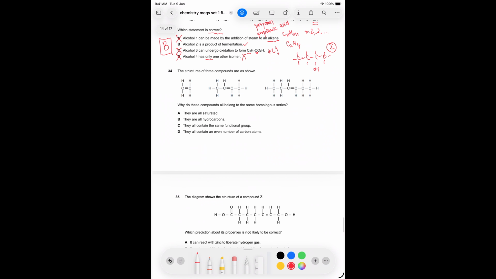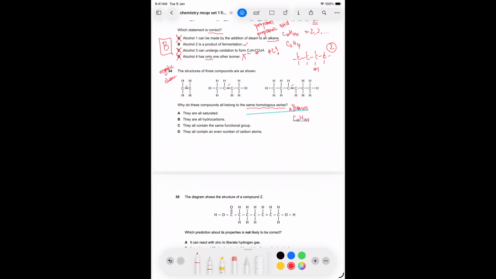Alright, 34. So this is under organic chem again. Why do these compounds all belong to the same homologous series? So basically it's the same family. So either you are alkane or alkene, or alcohol and carboxylic acid. At one look you can tell they all have a CC double bond. So this definitely belongs to the alkene family, CnH2n, the alkene family. E.